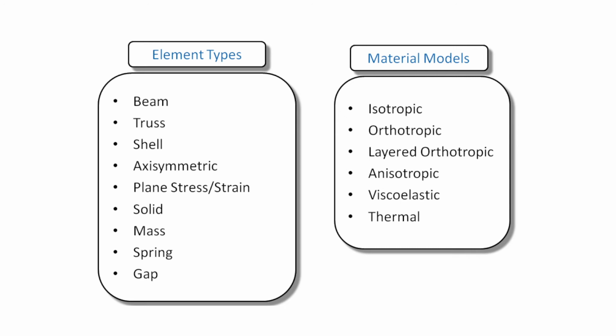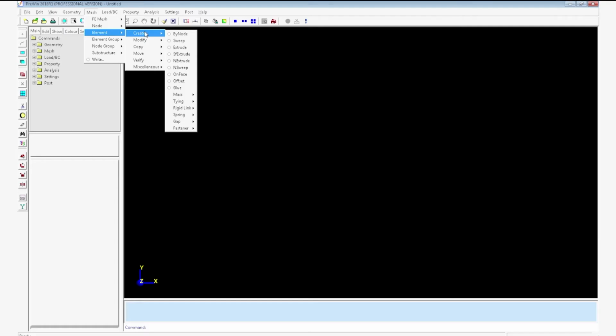Element types for 1D, 2D, and 3D models for heat transfer analysis are also available in FEIS software. Meshes can also be manipulated using edges and faces through sweep and extrude. Now there are special elements like glue, mass, tying, rigid links, spring, gap, and fasteners.